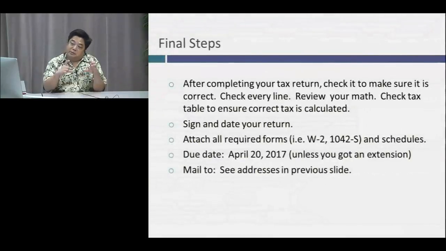The required form is the W-2, which has a federal form and a state form. So make sure you attach the state one, just like the 1042S has a state copy. And it's due April 28th unless you get an extension. And make sure you send it to the correct address. If you have a refund, that's a different address versus a payment.